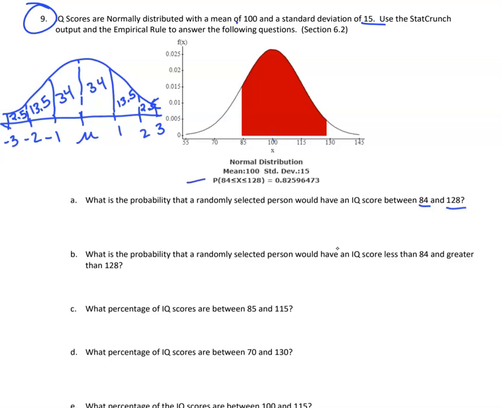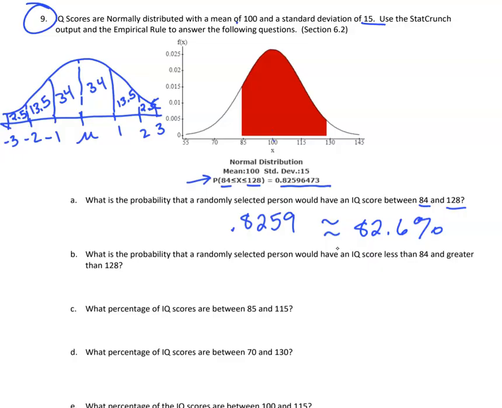They're telling you, this little statement here says the probability that somebody's IQ would be between 84 and 128 is right here. So this just means reading that screenshot, it would be 0.8259 or about 82.6%. So that first question actually did not involve empirical rule. It was just from reading the screenshot from StatCrunch.